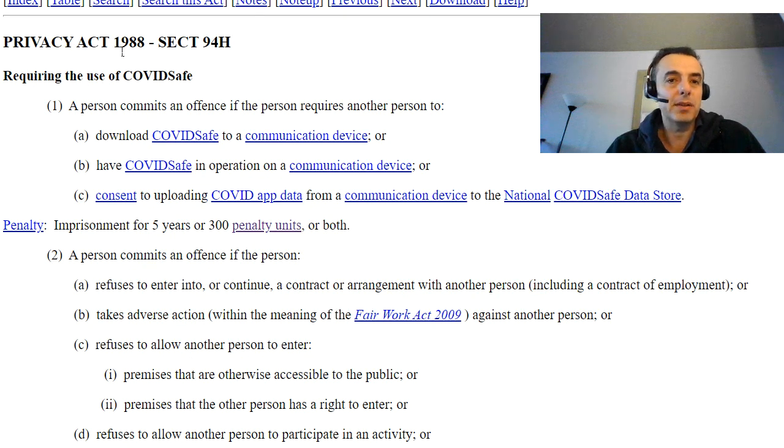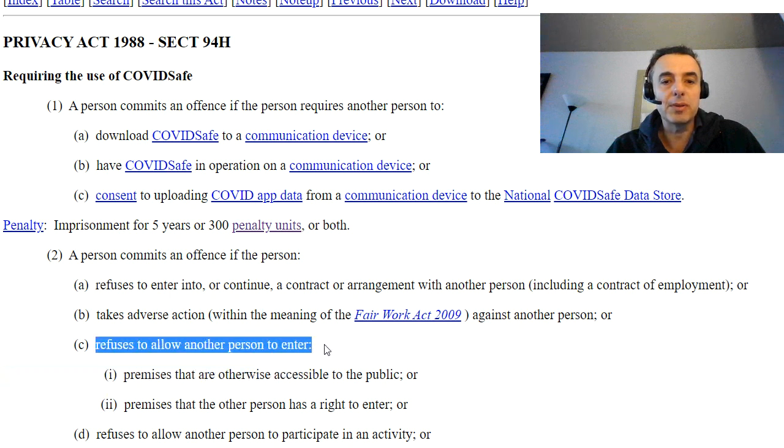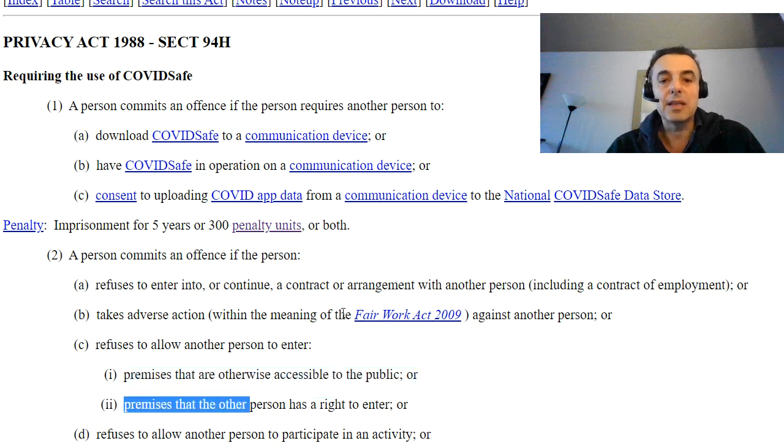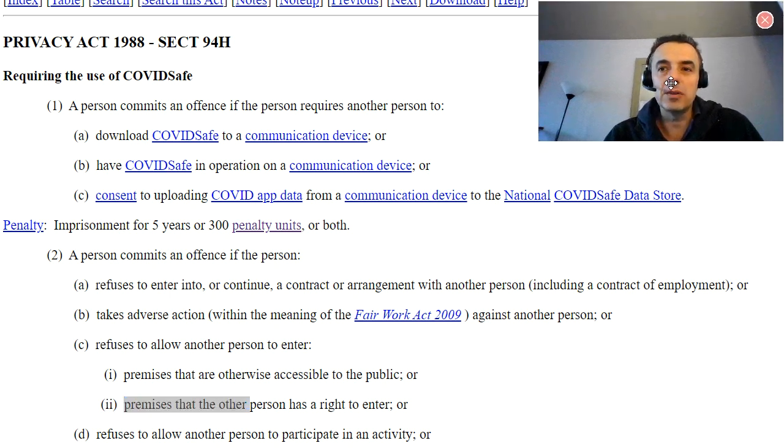Looking back at the Privacy Act 1988, Section 94H, the actual original document as we read it is that a person commits an offense if the person refuses to allow another person to enter premises that are otherwise accessible to the public or premises that the other person has the right to enter. I will let you translate that yourself to your daily life and what you're being asked to do, and whether it's lawful, legal, or not. This was an educational video only.